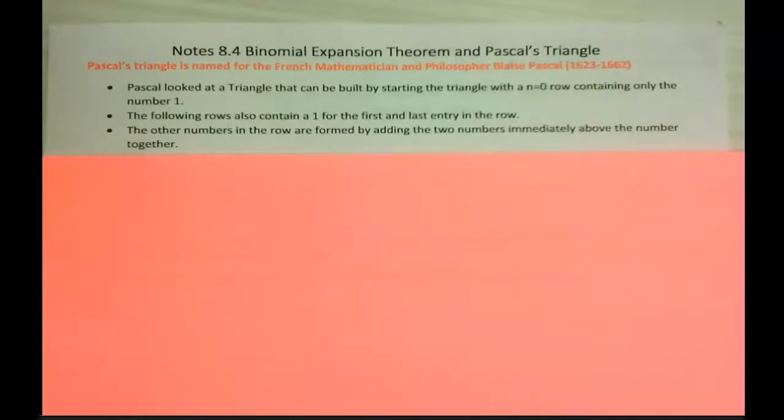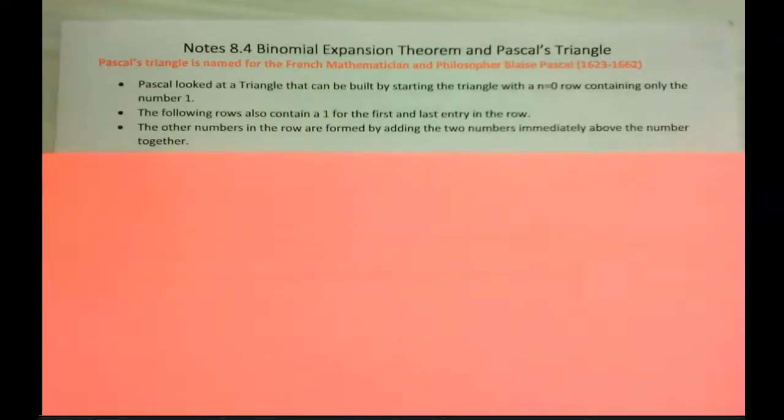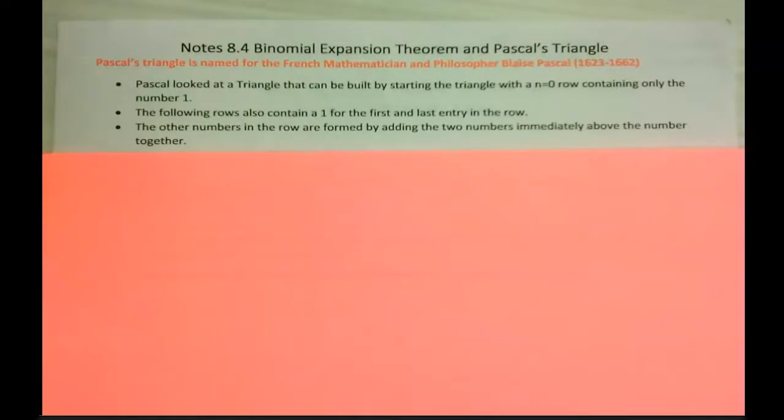He started with what he called the n equals 0 row, and it contained only the number 1. Exploring a little further, he realized that the following rows also contain 1 for the first and last entry in the row. And the other numbers in the row are formed by adding the two numbers immediately above the number. That's how the triangle is built. We're going to build one here shortly.